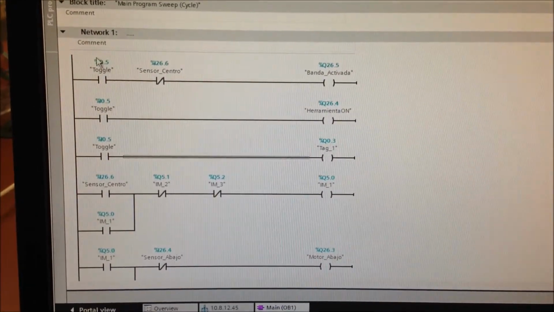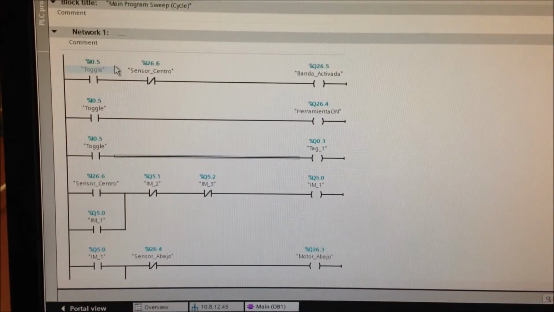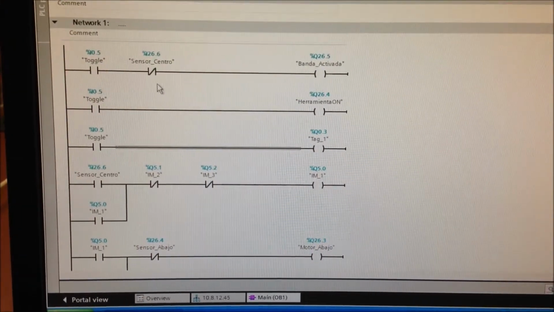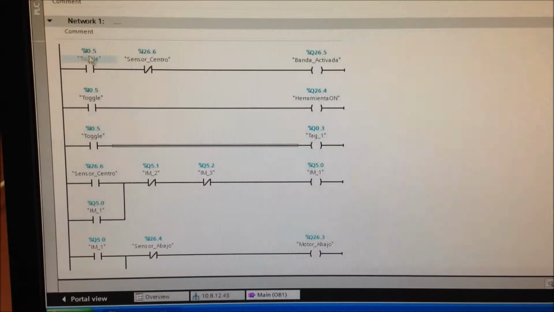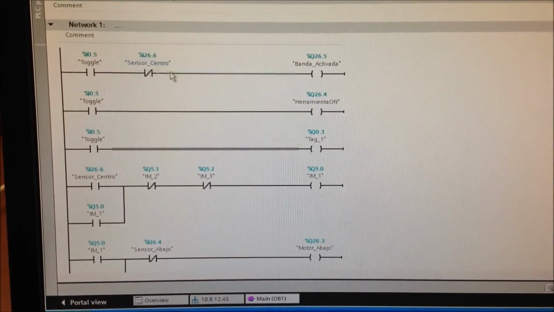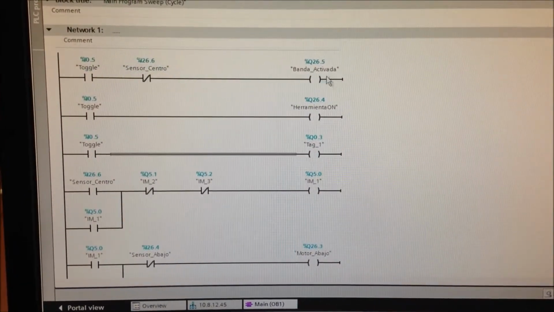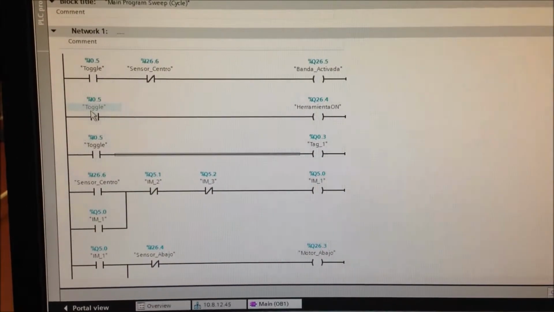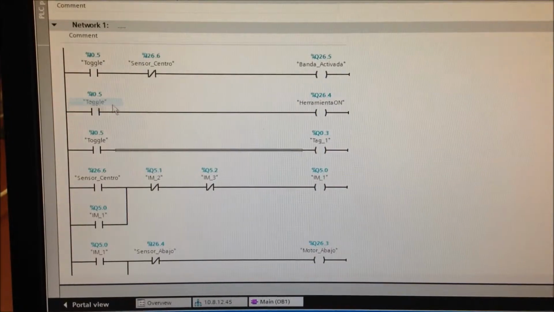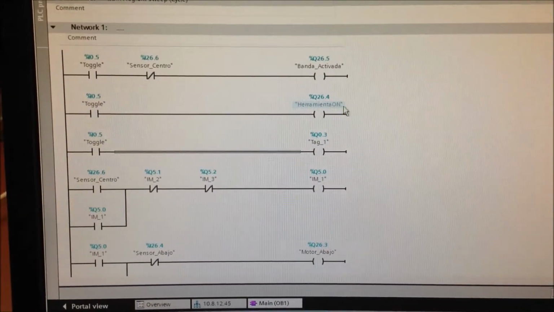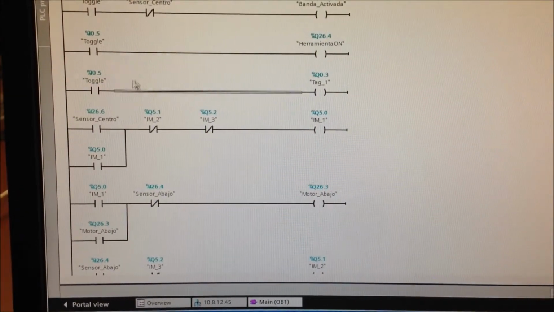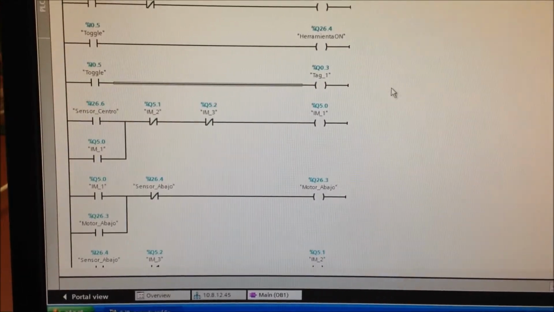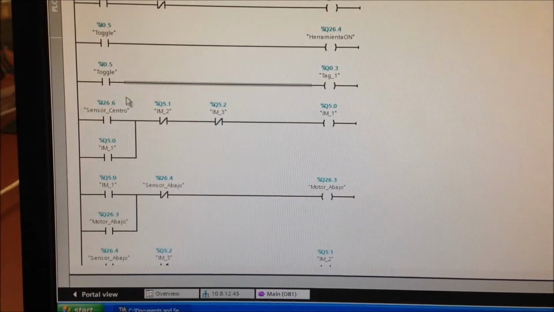In this ladder diagram, we started with the toggle button, which is the red button, which stays put when you click it. It detects when the sensor is not turned on, the signal will go on, and the belt will be activated. Then, at the same time, the same toggle button will turn on the drilling machine, and the tag number 1, which is an imaginary coil.